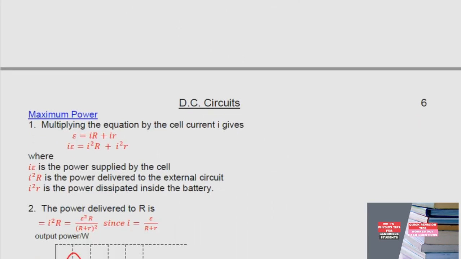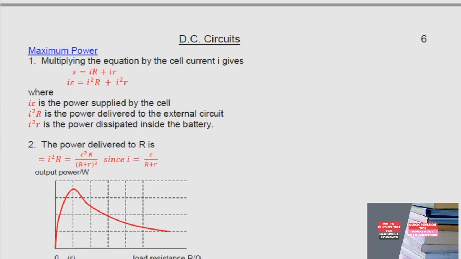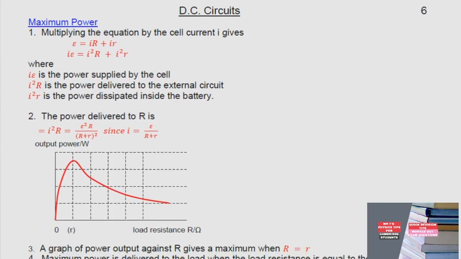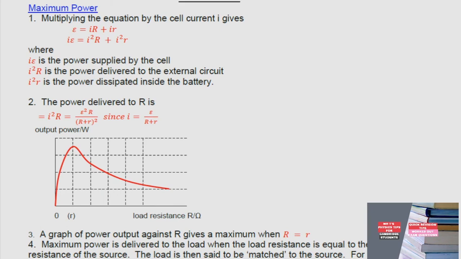Now, the last thing to talk about in this video is the maximum power theorem. Maximum power from this graph here, just jumping the gun, is delivered right there when the load resistance is equal to the internal resistance of the cell. That's where you've got maximum power delivered.